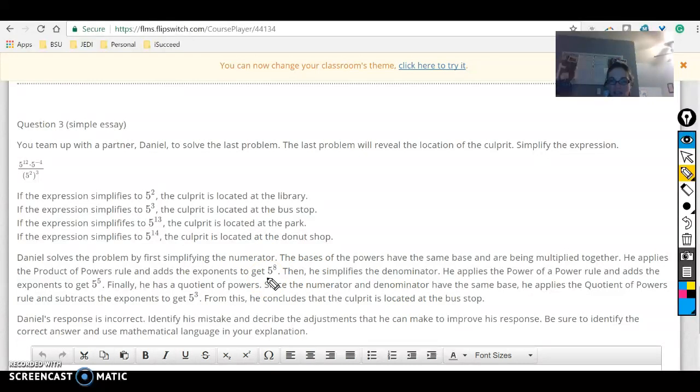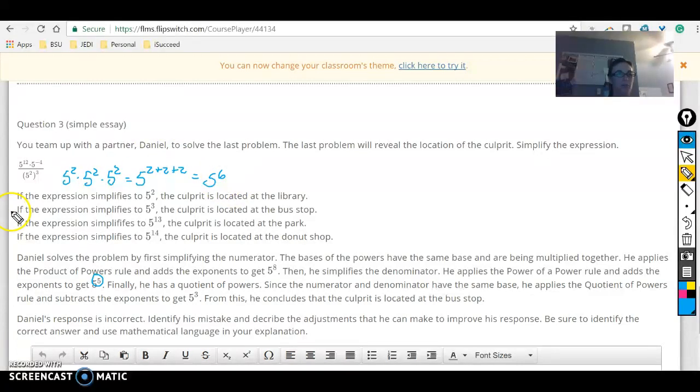Then he simplifies the denominator. He applies the power of a power rule and adds the exponents to get 5 to the 5th. So he got 5 to the 5th. Remember, we got 5 to the 6th. So the difference was that we multiplied our exponents and he added them. So if he were to do this, 5 squared times 5 squared times 5 squared, then he could add them. Okay, 2 plus 2 plus 2 is 5 to the 6th.